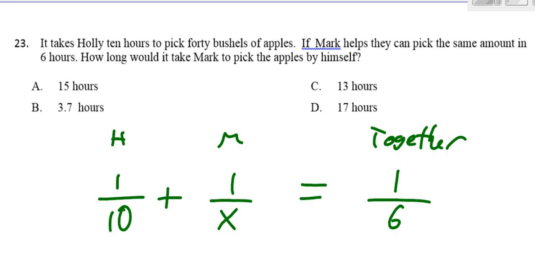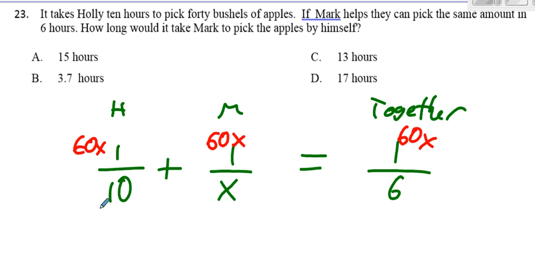So to solve this, since we've got a bunch of fractions, you want to multiply by the common denominator. Between 10x and 6, that would be 60x. So you multiply all of these by 60x, and then reduce it. So 60x divided by 10x is 6x. 60x divided by x is just 60. And then 60x divided by 6 is 10x.